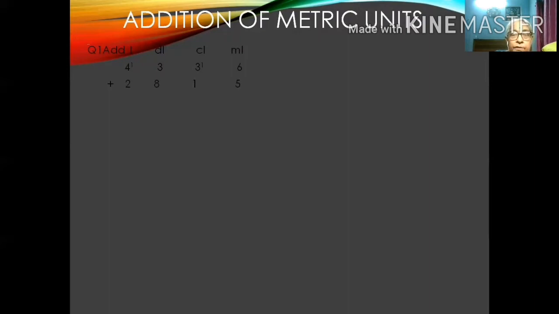The first one is addition of the metric units, that is, add 1 liter. We have put the units above: liter, deciliter, centiliter, milliliter, and down is 4 liter, 3 deciliter, 3 centiliter, 6 milliliter. Add 2 liter, 8 deciliter, 1 centiliter, 5 milliliter.